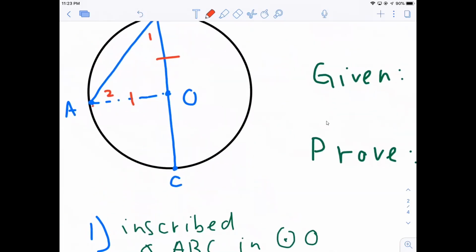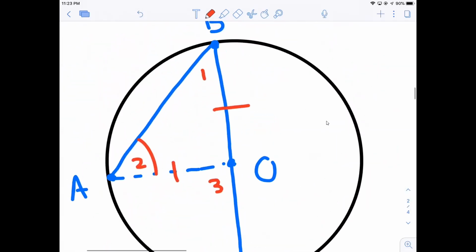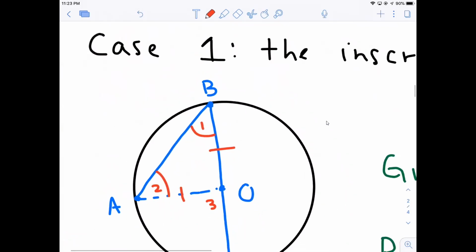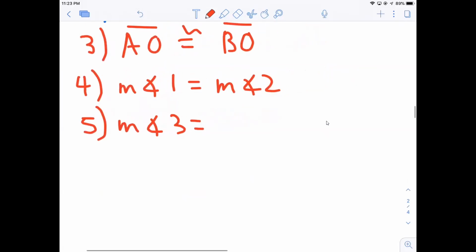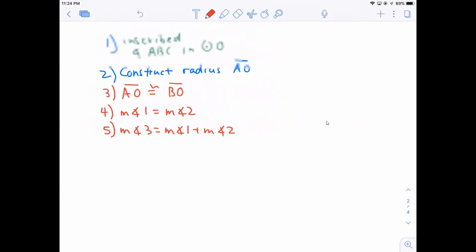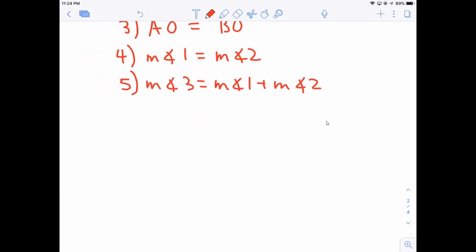Well, next we said that AOC was an exterior angle of this triangle. So if I call this angle 3, I know that's going to be equal to the sum of the measure of angle 1 and angle 2. So the measure of angle 3 equals the measure of angle 1 plus the measure of angle 2. And the reason for that is in a triangle, an exterior angle is equal to the sum of the 2 non-adjacent interior angles. All right, step 6. What next? What was next?